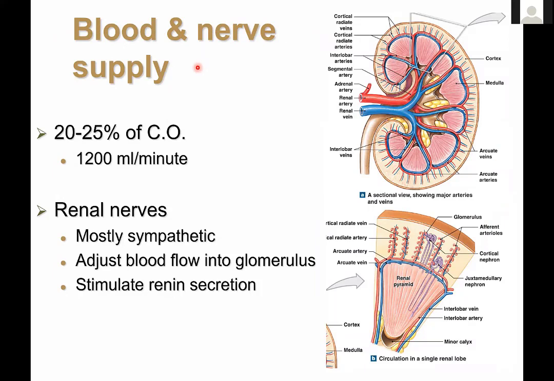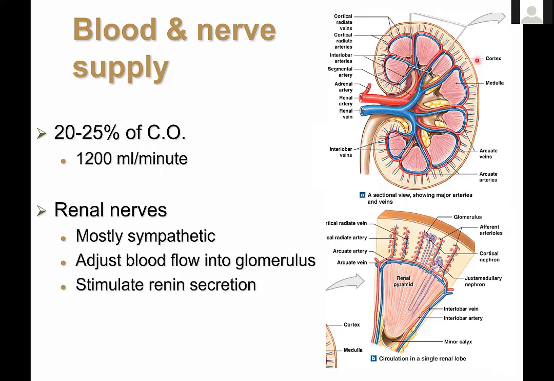One of the features of the kidney that is unique, or at least remarkable, is the blood and nerve supply. So the kidneys receive a disproportionately large percentage of cardiac output. So between 20 and 25% of cardiac output. So let's take a moment to appreciate this number. That means 1.2 liters per minute, 1,200 milliliters. Whatever work your heart is doing, 25% of that, a fourth about, is going to your kidneys.